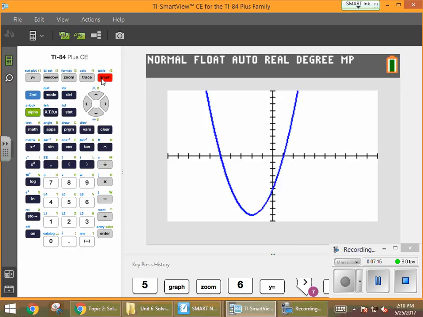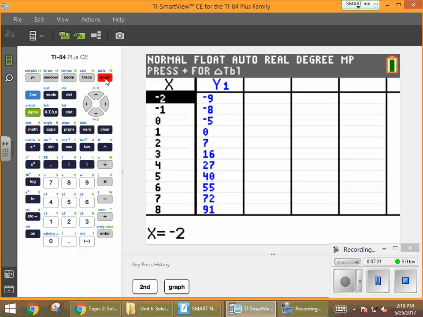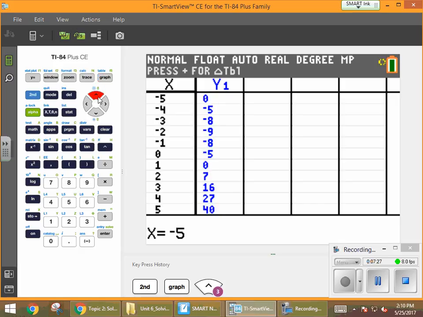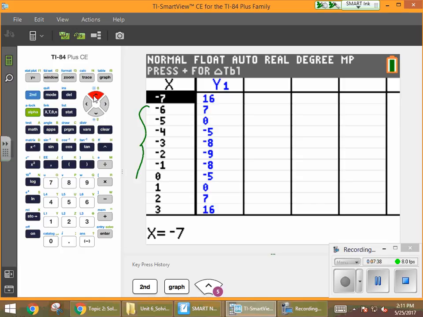There we go. Now if you forget, the way you get to the table so you can plot the points is second table here. These are the points that I'm going to start plotting. Now you need to figure out which points are going to fit on your grid. It looks here that the negative 7, 16 isn't going to fit, but anything from negative 6 to x equals 2, those should all fit on my paper.